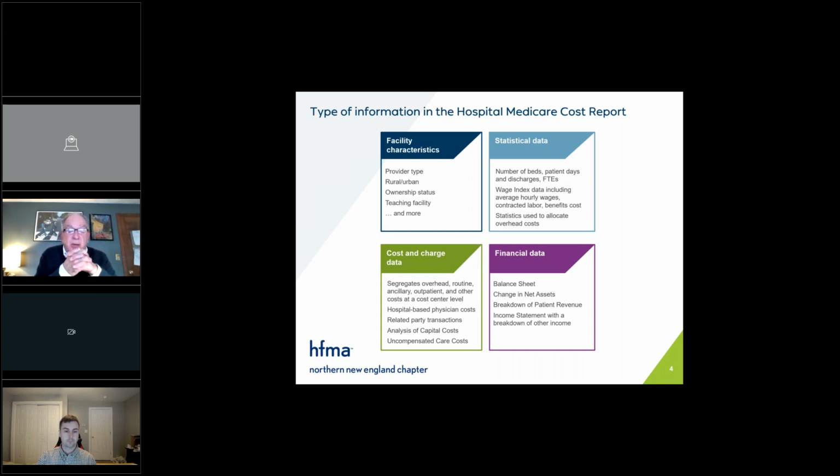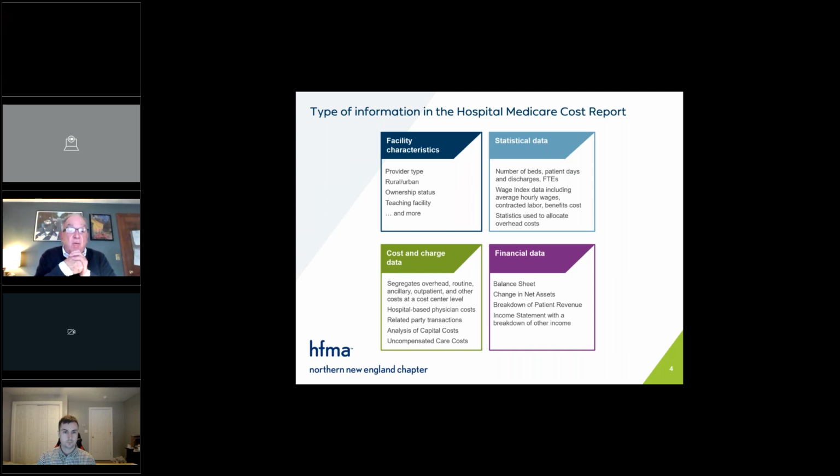Okay, so statistical data, again: it reports on the number of beds, patient days, discharges, and FTEs. The number of beds is important because it puts you in a classification. If you're less than 100 beds or more than 100 beds, the payment methodologies will change. It also has reports on your wage index and statistics used to calculate overhead costs: square footage, FTEs, to take your overhead and drop it down into your revenue producing departments.